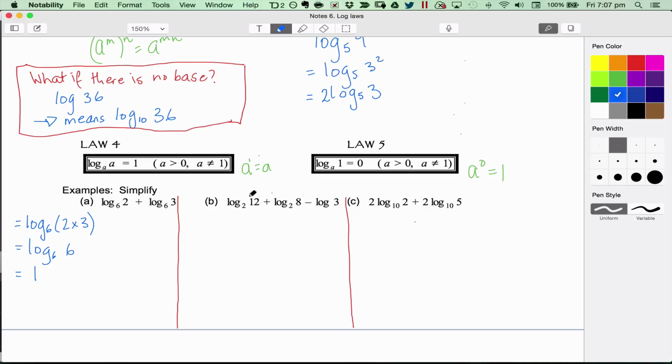For the second one here, these first two sections could fit into law 1, and this section could be law 2. I have just noticed that there's an error here, and there should be a little 2 in here. This is log to the base 2 of 3.